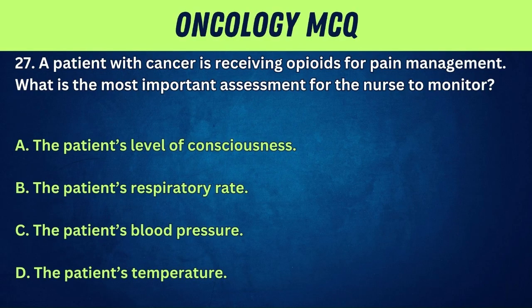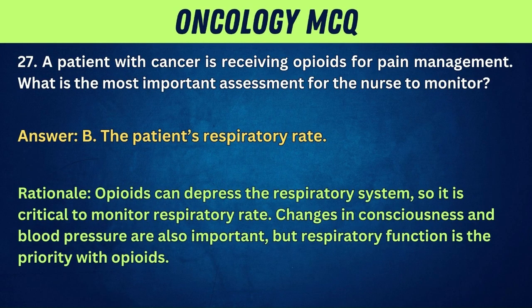A. The patient's level of consciousness. B. The patient's respiratory rate. C. The patient's blood pressure. D. The patient's temperature. Answer: B. The patient's respiratory rate. Rationale: opioids can depress the respiratory system, so it is critical to monitor respiratory rate. Changes in consciousness and blood pressure are also important, but respiratory function is the priority with opioids.